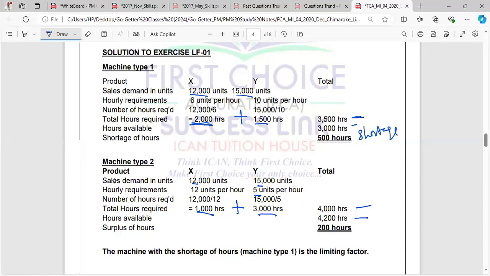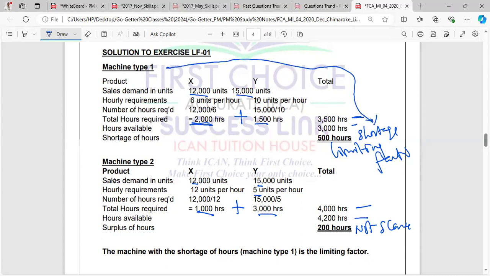It means 200 hours will be spare capacity. You have more than enough. So this is not scarce. You have spare capacity. So now machine 1 is the limiting factor. Limiting factor is machine 1. Machine 2 is not the limiting factor.